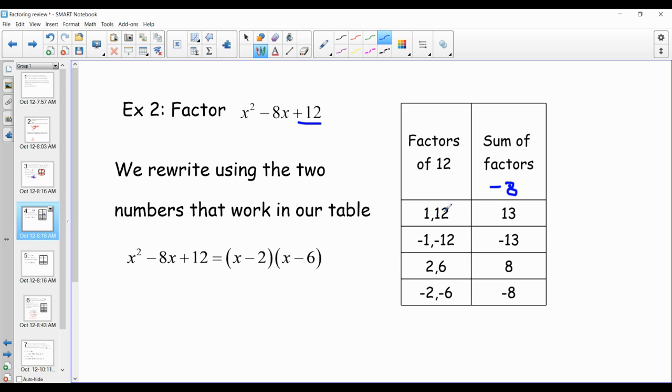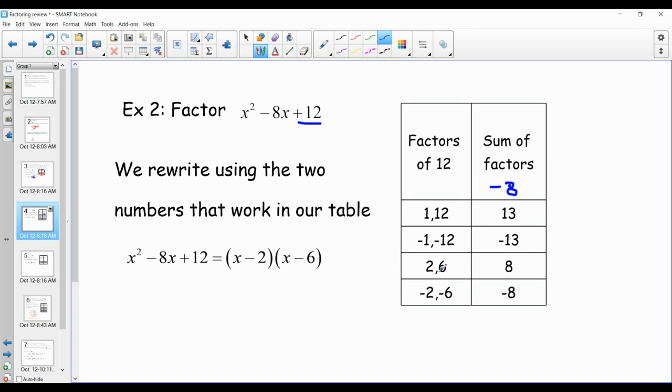Well, we've got 1 and 12. 1 plus 12 is 13. -1 and -12. Now we know we're looking for a negative number here, so we should look at the negatives as well. -1 plus -12 is -13. That's not -8. Just work your way down the numbers. I did 1, 2, and 6. 2 times 6 is 12. 2 plus 6 is 8.